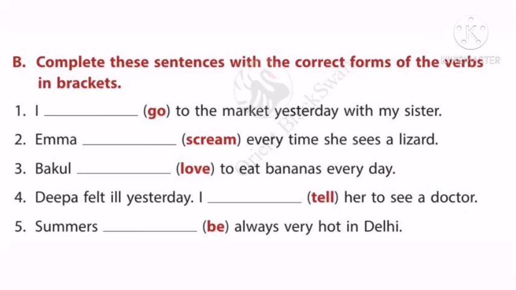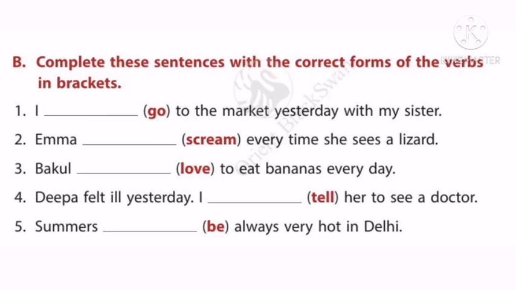B. Complete these sentences with the correct forms of the verbs in brackets. Here you can see some sentences, they are incomplete, and you can see some words are given in the brackets. You have to fill the blanks using the correct form of the verb. Okay, let us do the first one.